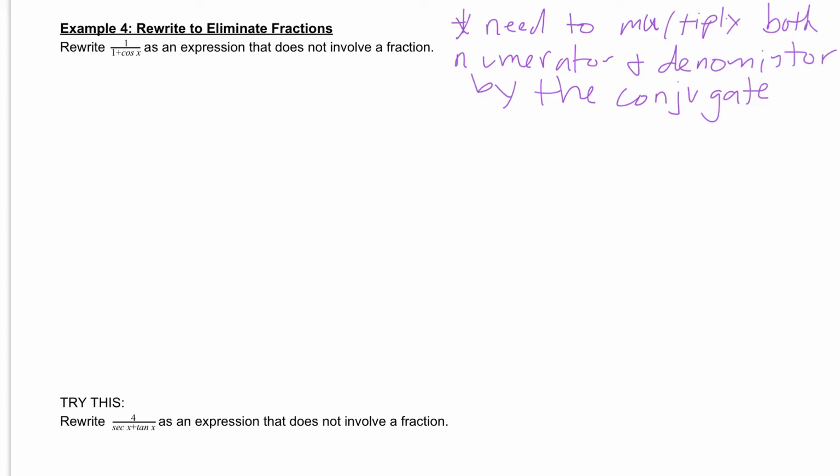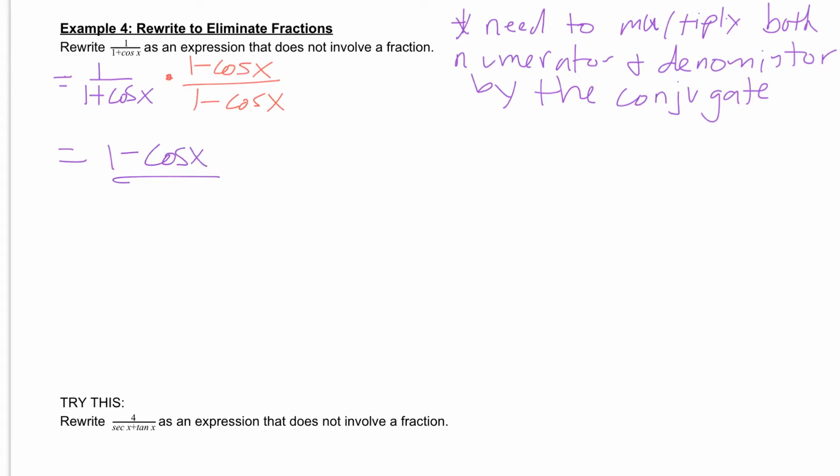So what we have originally is 1 over 1 plus cosine of x. And we're going to multiply by that conjugate. That means we multiply by 1 minus cosine of x over 1 minus cosine of x. We can multiply by the same thing over itself because this fraction is just 1, and multiplying something by 1 doesn't change the value of what we started with. Then if we multiply across on the top, we get 1 times 1, which is 1, and then 1 times negative cosine, which is negative cosine x.